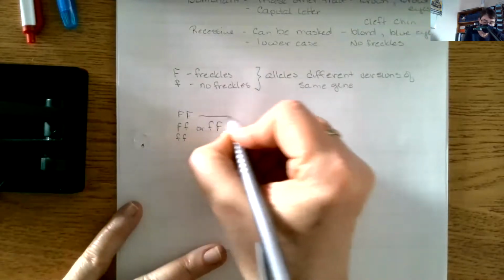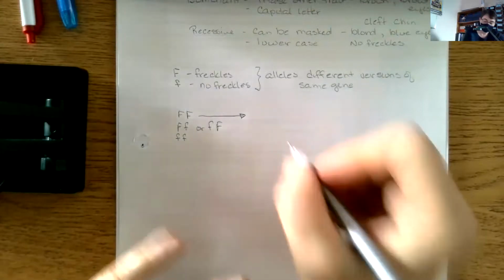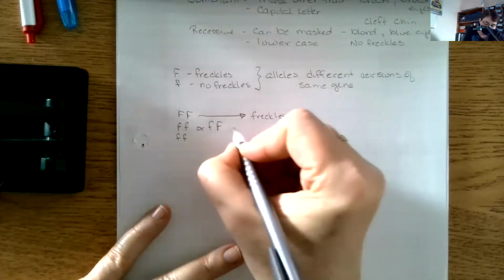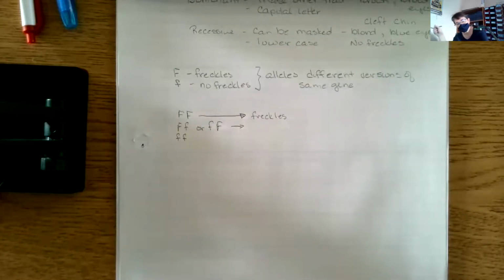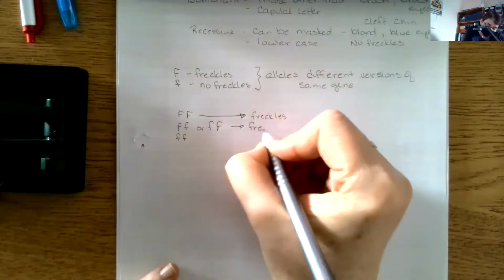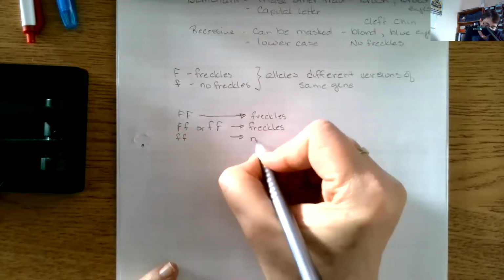Okay. So this top guy or girl, what do they look like? Definitely going to get freckles. They got freckles. And here's where it gets weird. Guess what the next person has? Freckles. Yes, and they look exactly like the first one. So whether you have one dominant gene or two dominant genes, it still looks the same. You can't tell the difference. Okay. And then these guys have no freckles.